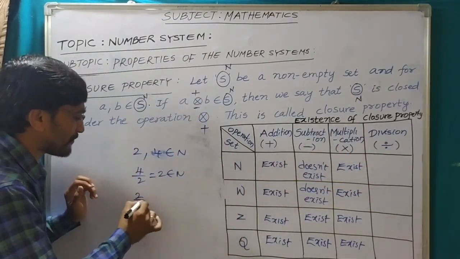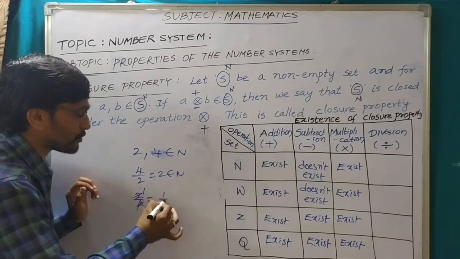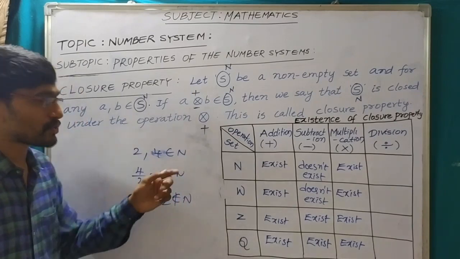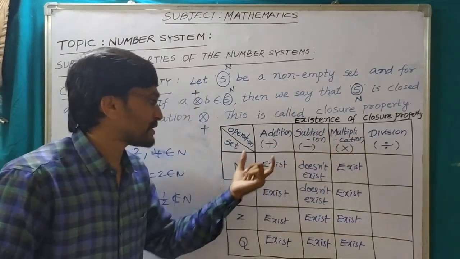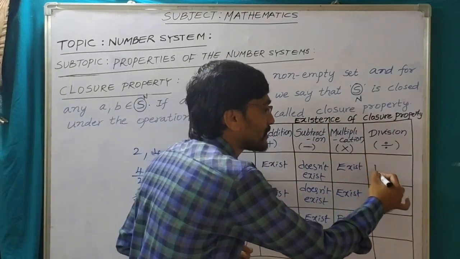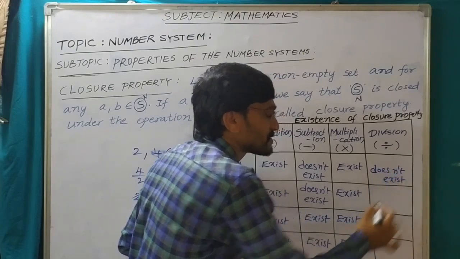Take the reverse also, 2 by 4. The reciprocal. 2 by 4 means 2 ones, 2 twos, 1 by 2. Is 1 by 2 a natural number? No. 1 by 2 is not a natural number. So closure property does not exist for natural numbers under division.